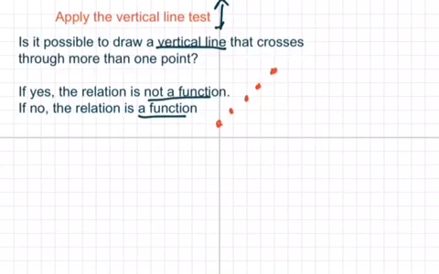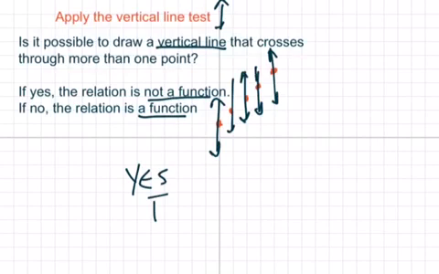Okay, so this vertical line only goes through one point, only through one point, only through one point. So all these vertical lines only go through a single point. So that means that yes, this is a function. Because the notes say, is it possible to draw a vertical line through more than one point? No. All of them just go through a single point. Therefore, this is a function.